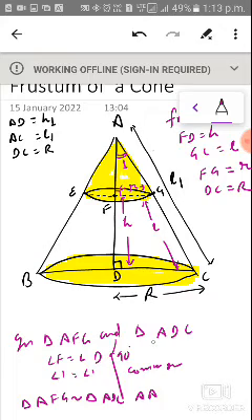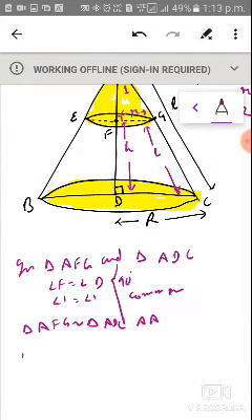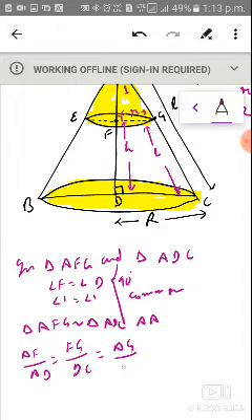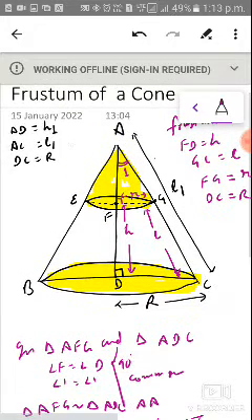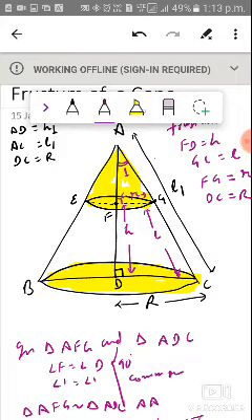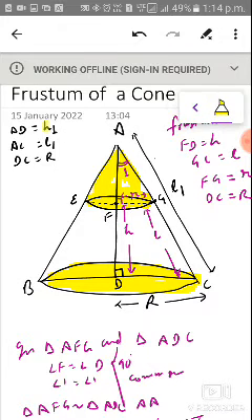As these two triangles are similar, we can write AF by AD equals FG by DC equals AG by AC, by corresponding parts of similar triangles. Now you see what is AF. AD is H1, and FD is H.